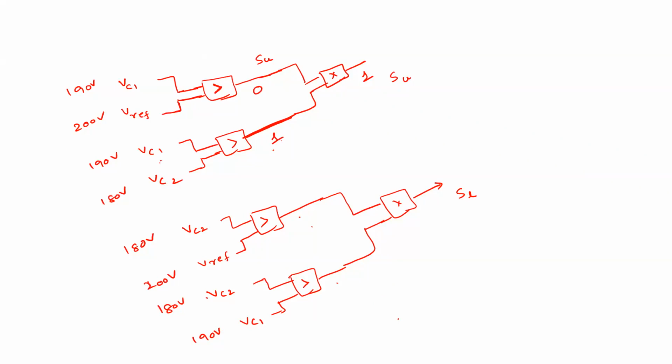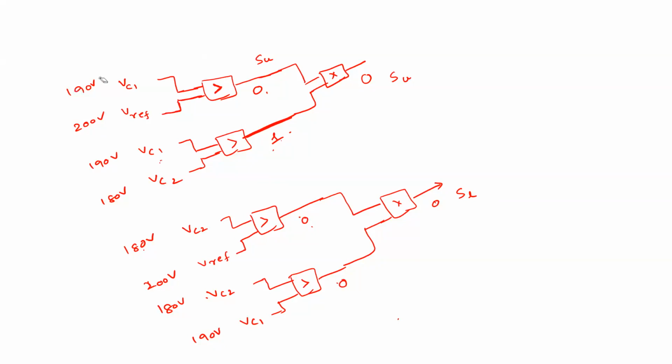VC1 is greater than VC2, but VC1 is less than the V reference. In this case, we are not supposed to turn on the upper switch, right? So if you multiply these two, you will get 0 here. Similarly, it is 180 volts, so you are getting 0 here, and this is also 0. That means this output is 0, so both switches are off. So this is one case, right?